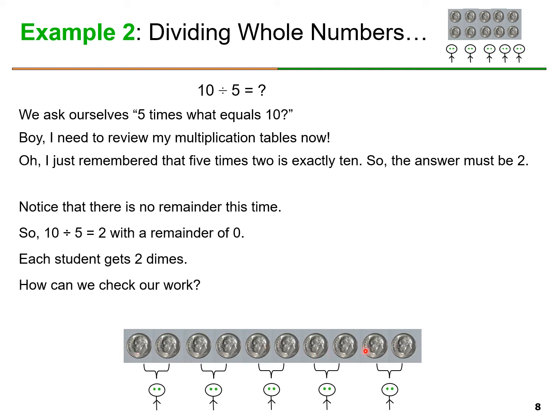Here are the 10 dimes, and this student gets 2, this student gets 2, this student gets 2, this student gets 2, and the last student gets 2. So each student gets 2 dimes. So it looks like we have, if we consider each student a group, each group gets 2 dimes.